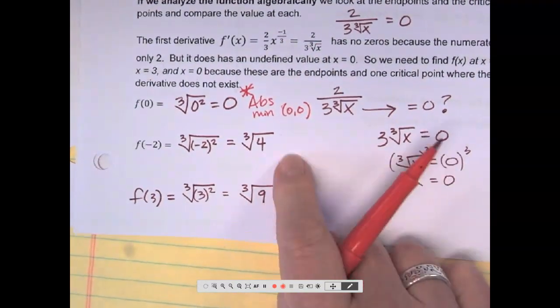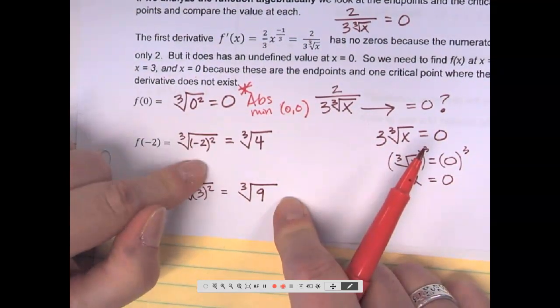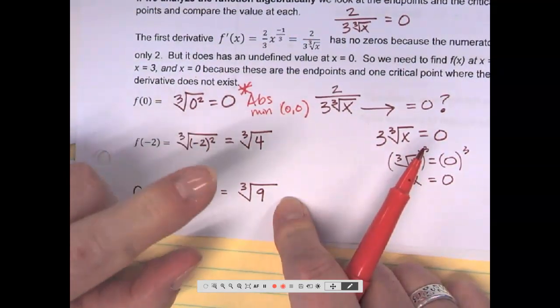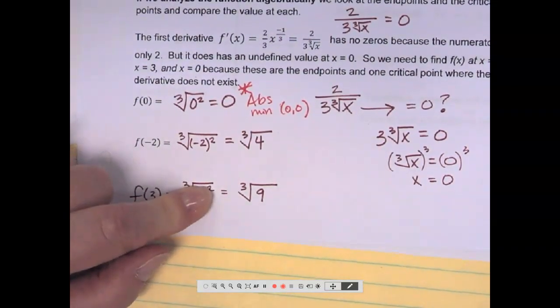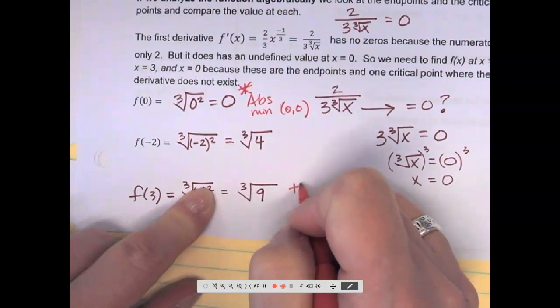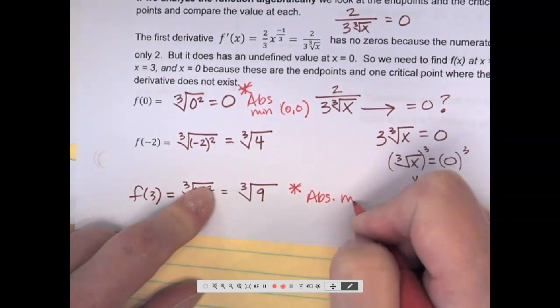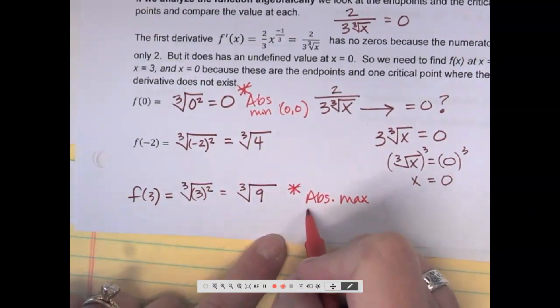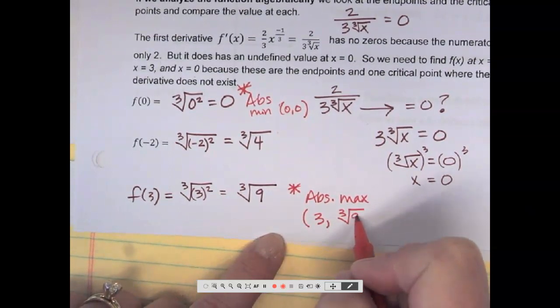Even if you don't know what the decimal values of these are, which one is bigger? The one with the 9, right? So I don't even have to know the decimal equivalents. I know enough to know that this one is bigger. So that would be my absolute maximum at the ordered pair 3, comma, the cube root of 9.